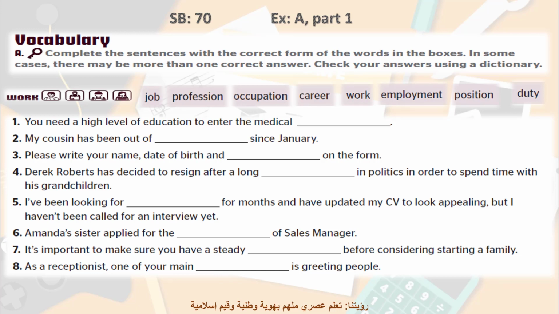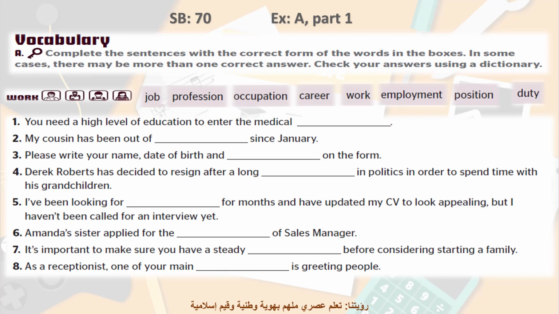In the first part, we have 8 words, which are job, profession, occupation, career, work, employment, position, and duty. I know that these words may be confusing, but not for my good students. Now I'll give you some time to do the exercise, pause the video, do the exercise, and replay it back to check your answers.